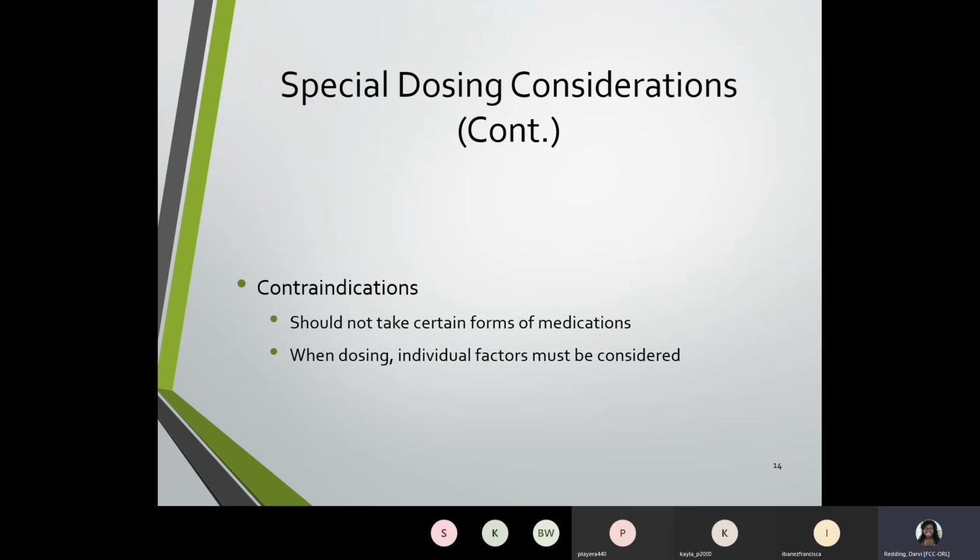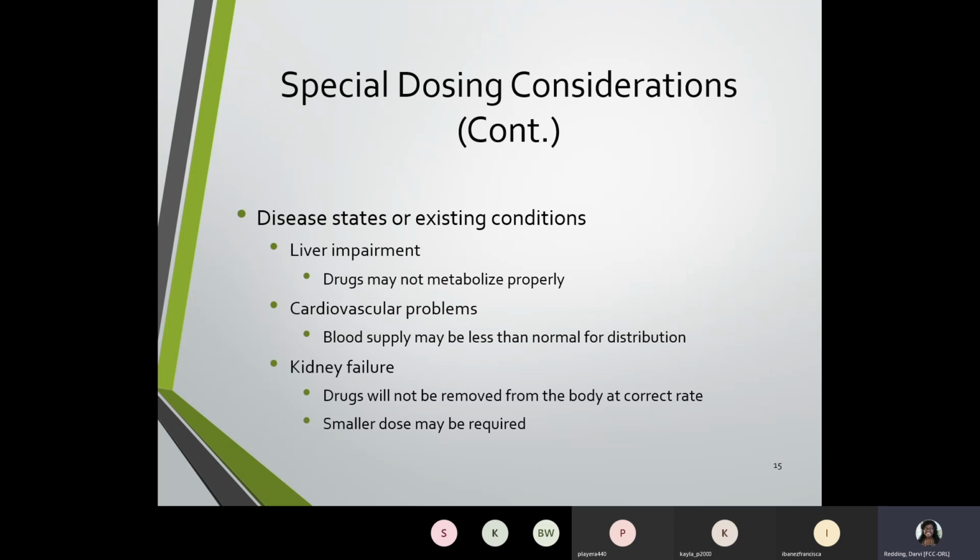So now that we've talked about contraindications, we're next going to learn about the different disease states or some existing conditions. Now, all of these are the special dosing considerations. What should be considered when a prescriber is prescribing a medicine: the side effects, the adverse effects of a medicine. Also, if they're already on a medication, there might be some other medications that might not work well with the medication that's newly prescribed, and the disease states of patients or some existing conditions.